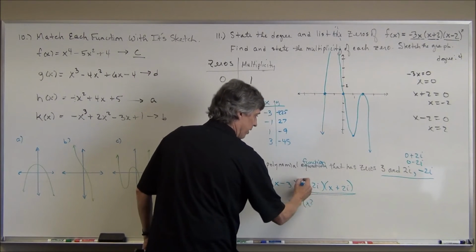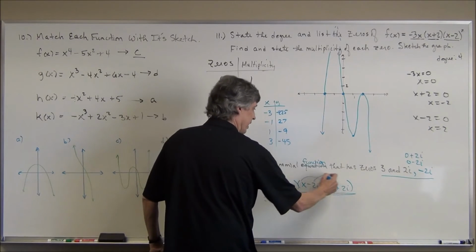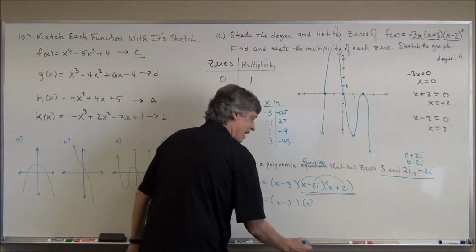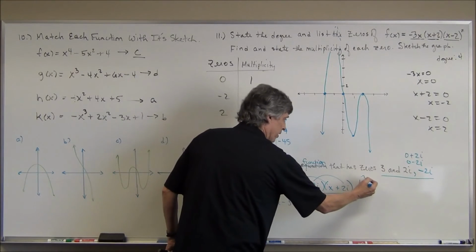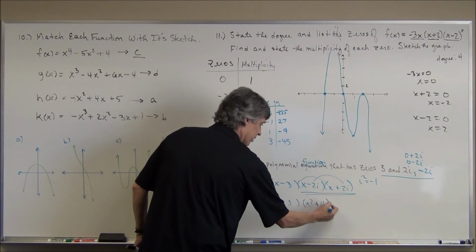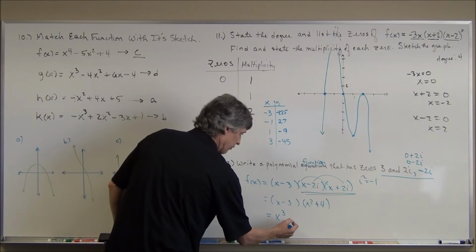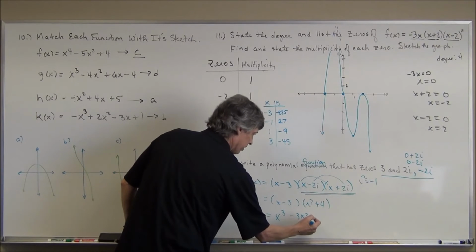I'll get x squared, then I have plus 2xi minus 2xi cancel, and then I have minus 4i squared. And remember, i squared is negative 1, so minus 4i squared is plus 4. Then I multiply that out, I'm doing FOIL here, x to the third minus 3x squared.